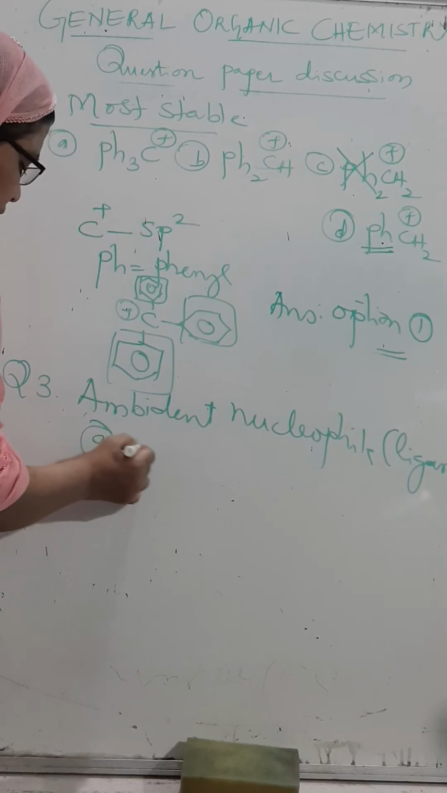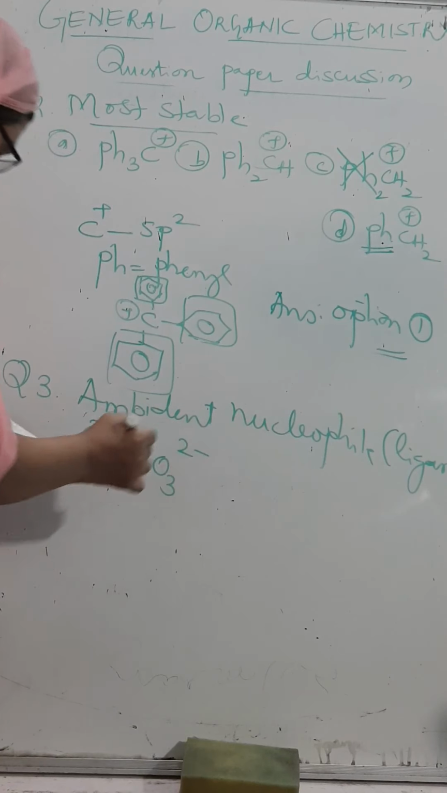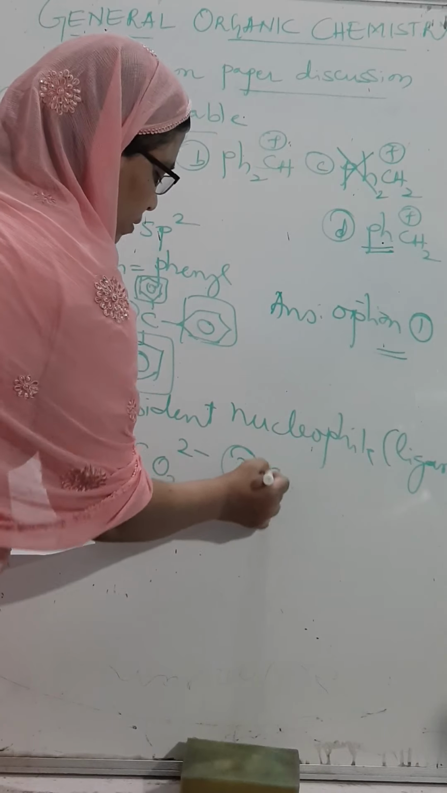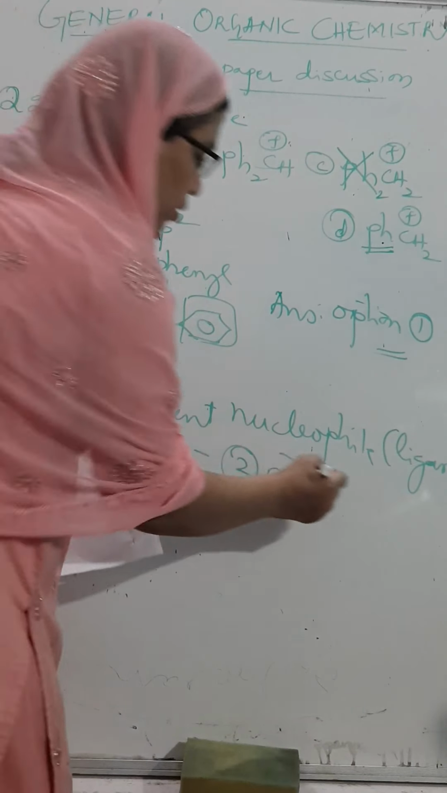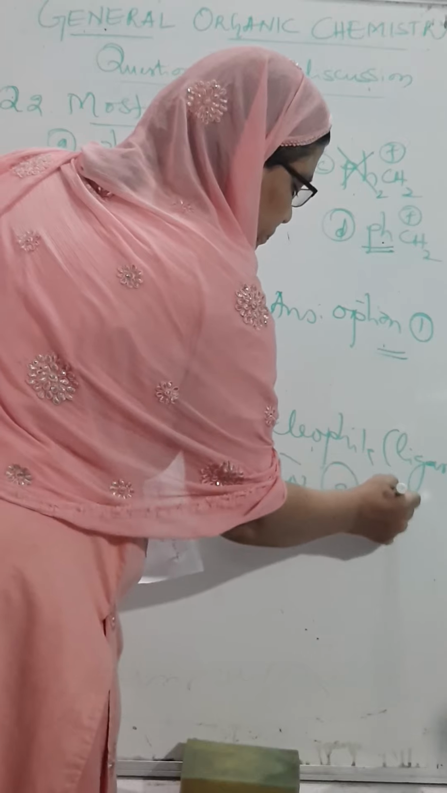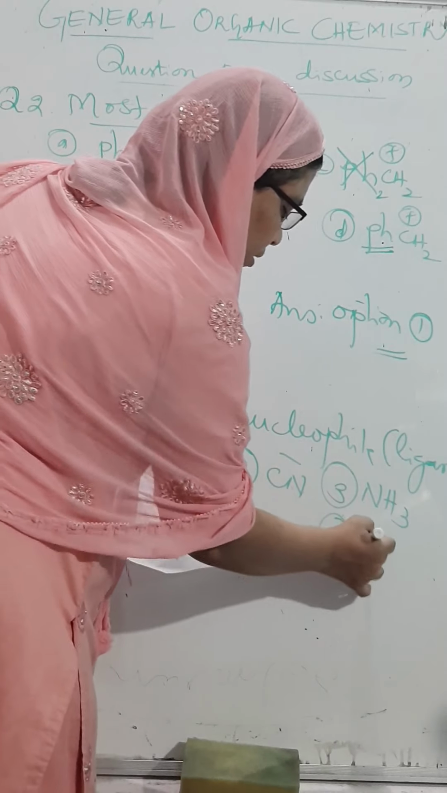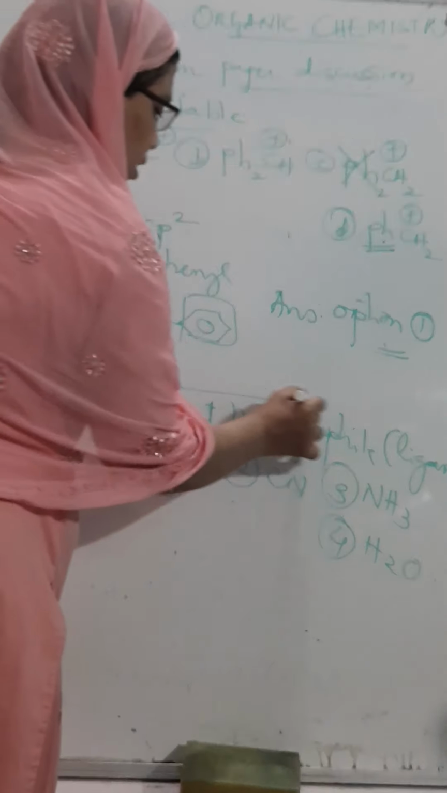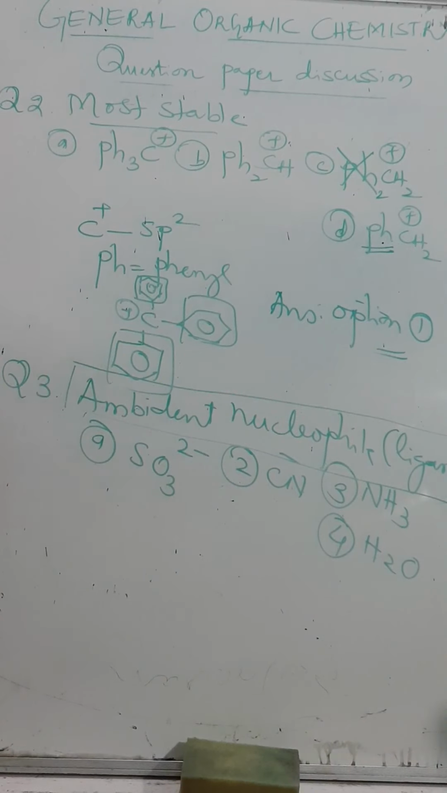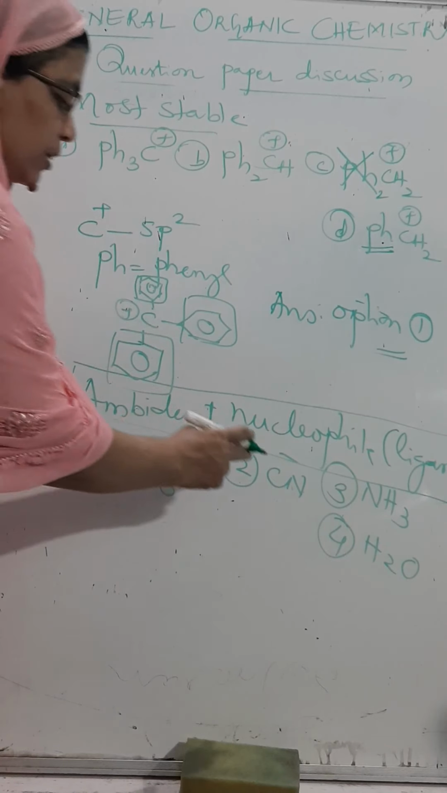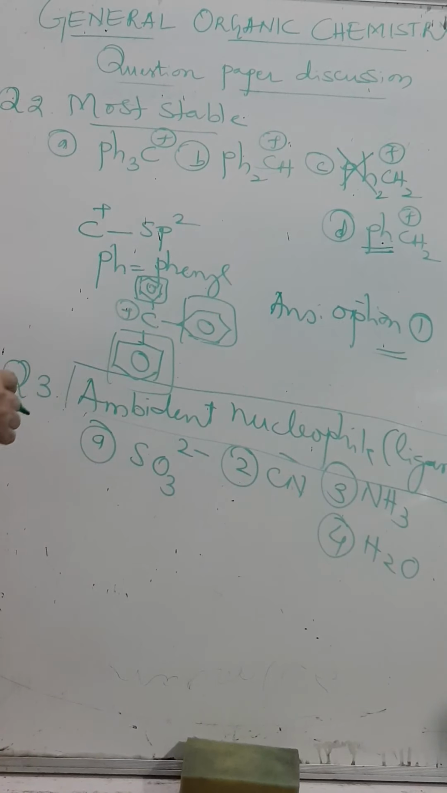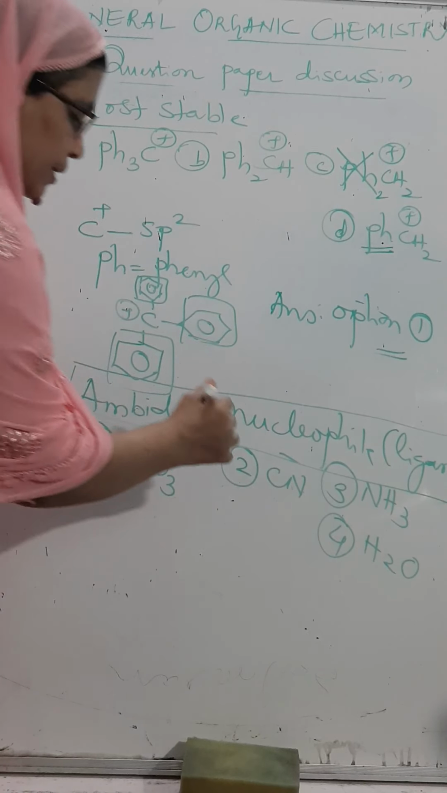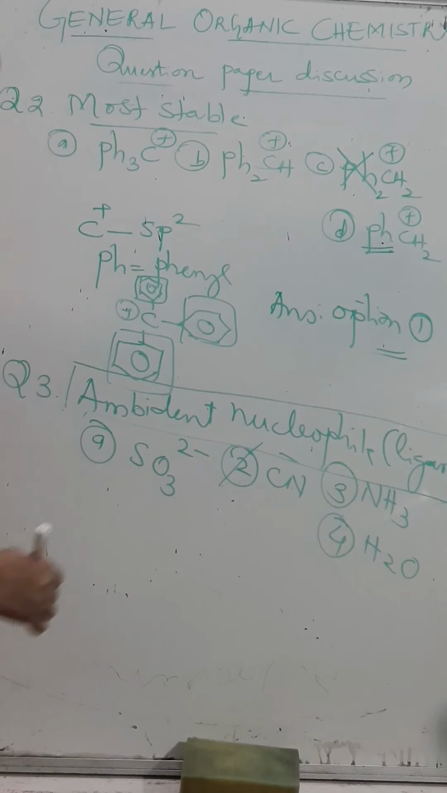First option, sulfite ion SO3 2 minus. Second option, CN minus. The third option, NH3. The fourth option, H2O. Before going to the answer, we'll see what an ambident nucleophile or ambident ligand is. Whenever the attacking site within the molecule is from two sites, those are called ambident. That's why we can say that the option is cyanide.